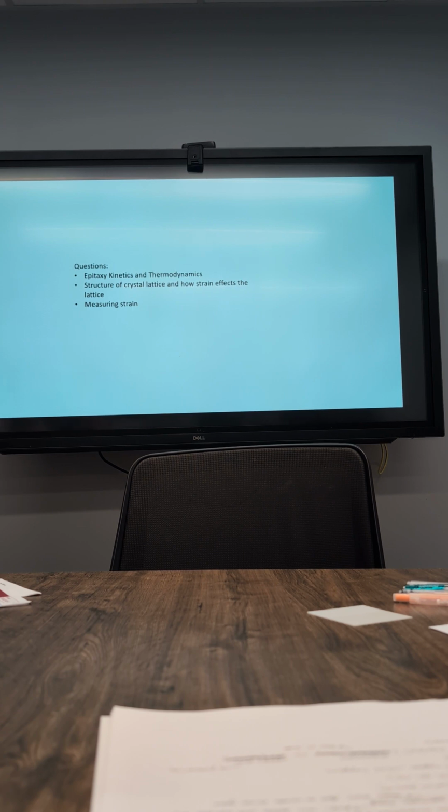Did they use XRD to measure strain and stuff? Yeah, they did, and then they had plots. Wait, no, they didn't have plots. Well, there's the arrows up and down.